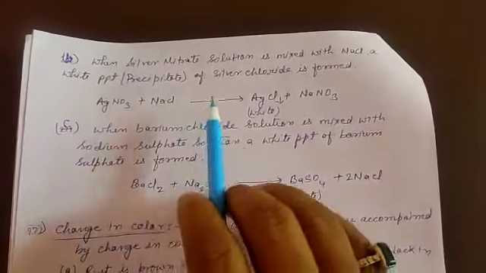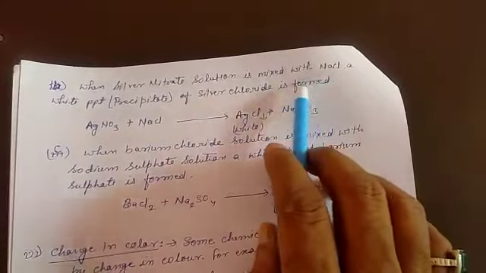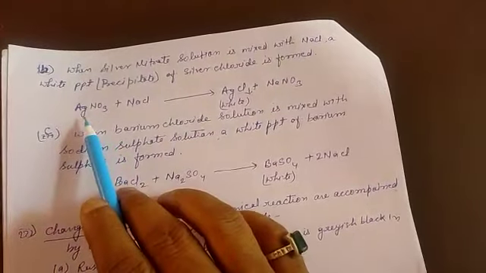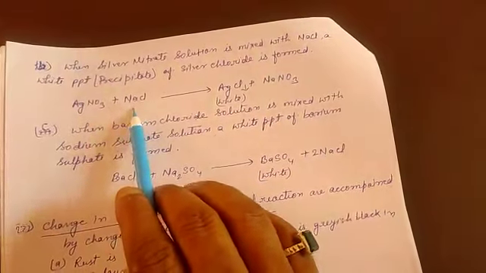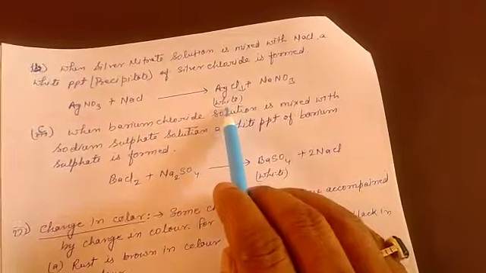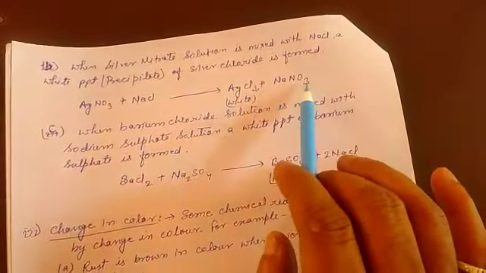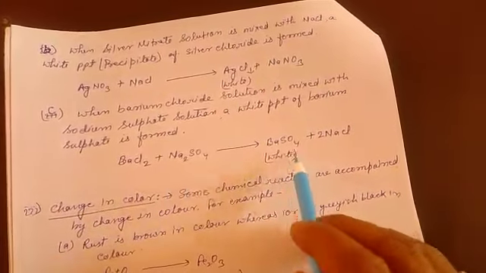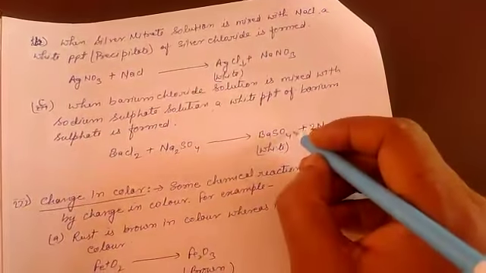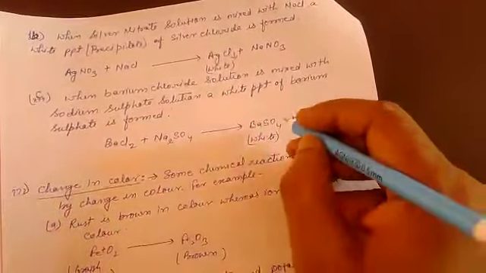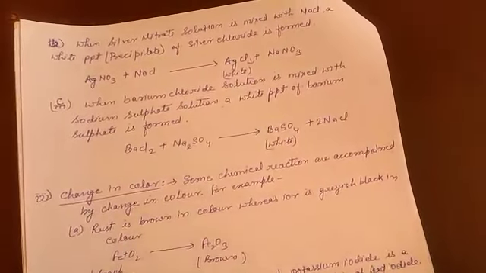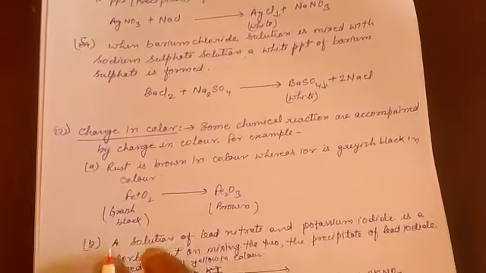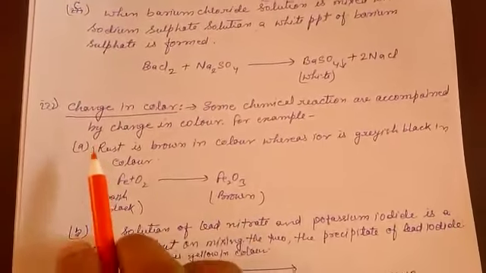Now, when a silver nitrate solution is mixed with NaCl, it gives a white precipitate of silver chloride. Right, you are seeing here when the silver nitrate reacts with the sodium chloride, it gives us silver chloride, which is white in color, and sodium nitrate. Similarly, when barium chloride reacts with sodium sulfate, it gives a white precipitate of barium sulfate. It's a precipitate.